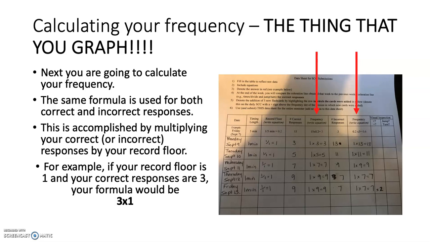This is important because you're going to be adding time when you start to add more cards, and as such your record floor will change, which in turn will change the frequency and the number of cards you need to get correct to maintain a frequency of 16.